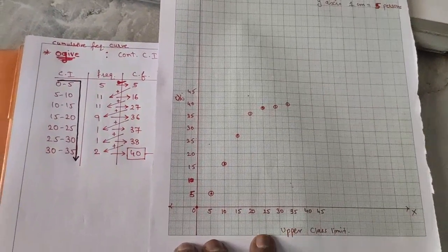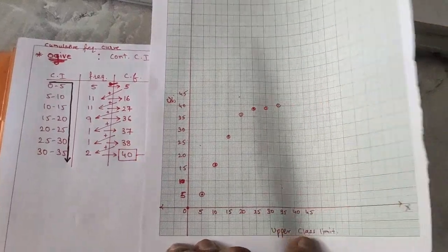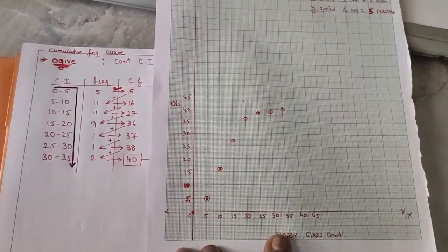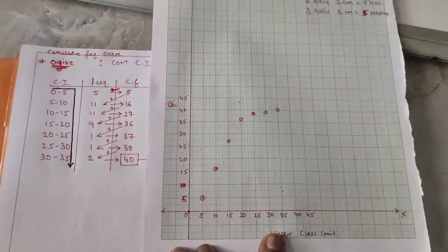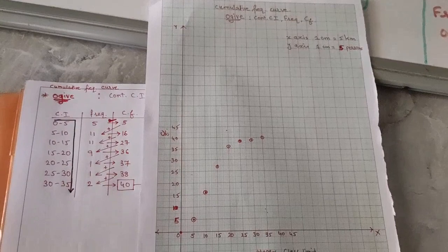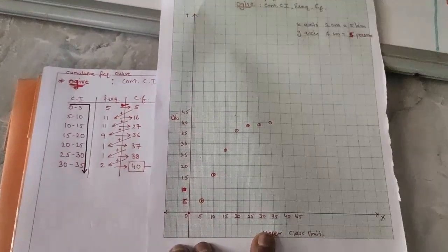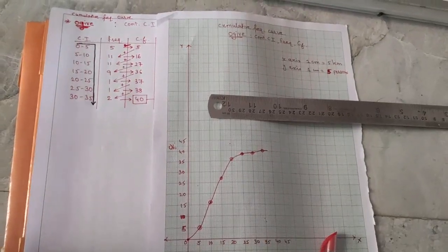Still I require to join those points. Once I join the points, I can join them with the help of a scale or just freehand, but with a thin pencil point. But here, in order to show you correctly, I will be using the pen. So let me draw the graph and then you will be able to understand. So this is how the graph looks.